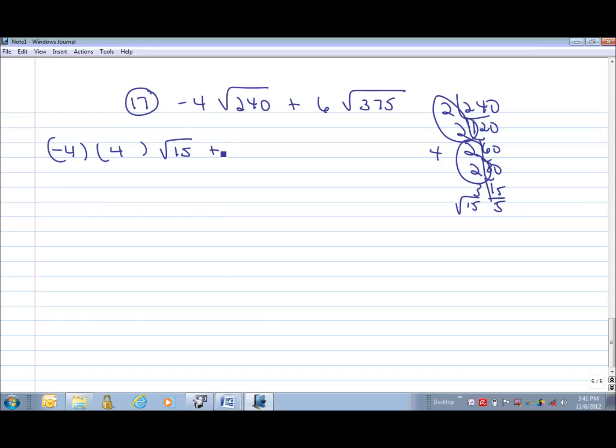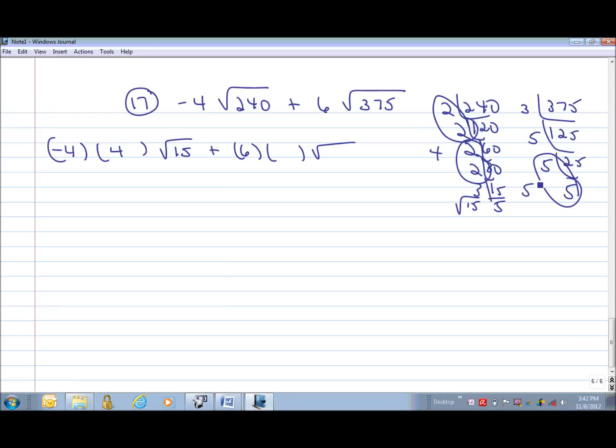Alright, we're going to add to that 6 times whatever we pull out and the square root of whatever's underneath. So let's see how that works. So we would have 375. We could divide by 3, actually, and that would be 125. And then we could divide by 5, and that would be 25. And we could divide by 5, and we could divide by 5. Alright, and so when we do that, we have a pair of 5.